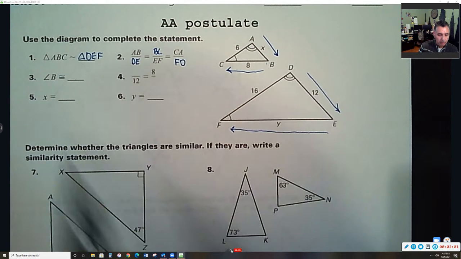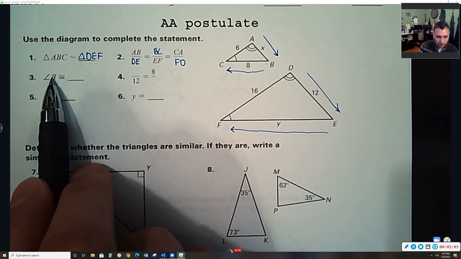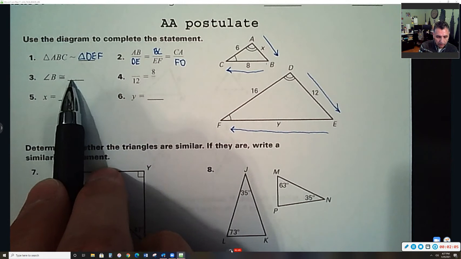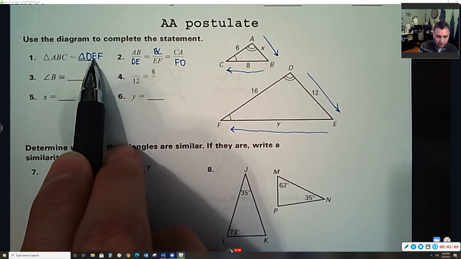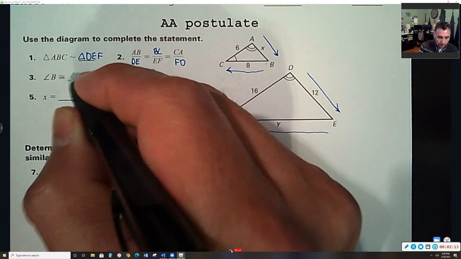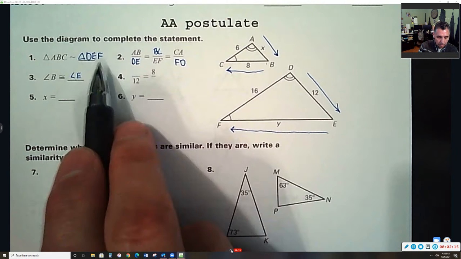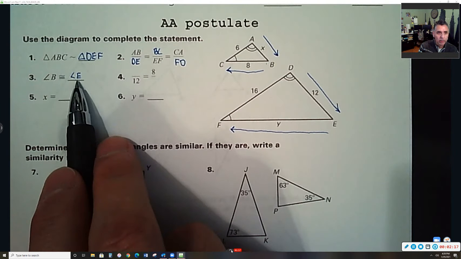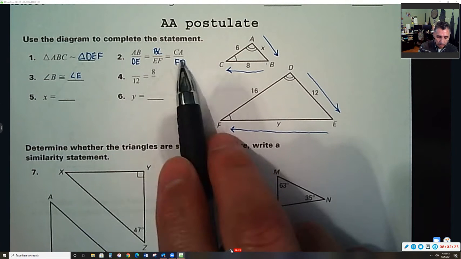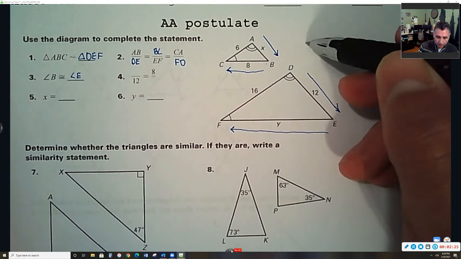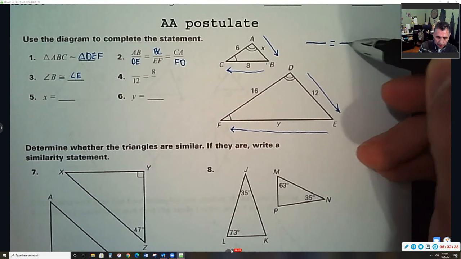And then again, here it says angle B is congruent to which other angle? Well, B is the second letter in here, so I can just take the second letter from this triangle name and say, well, I know angle B matches up with angle E, so those 2 angles must be congruent.